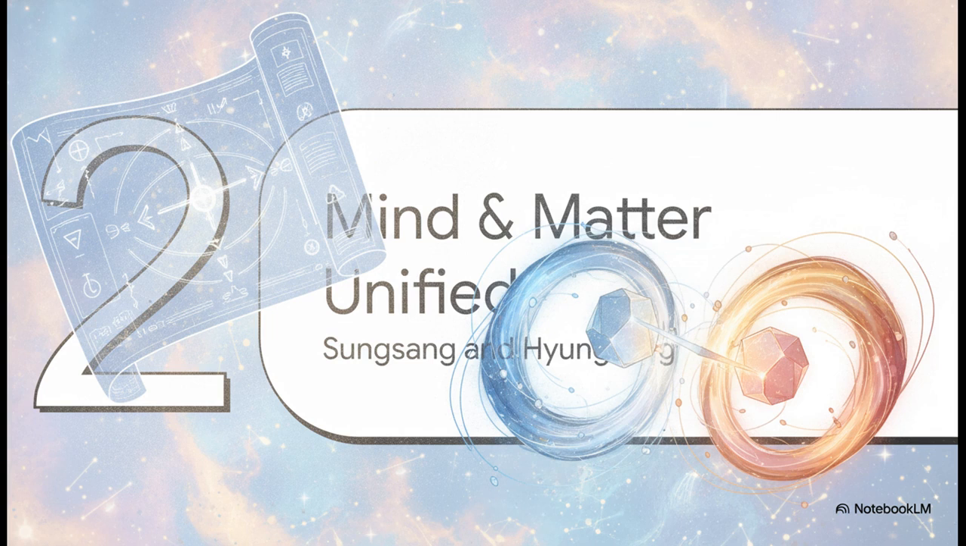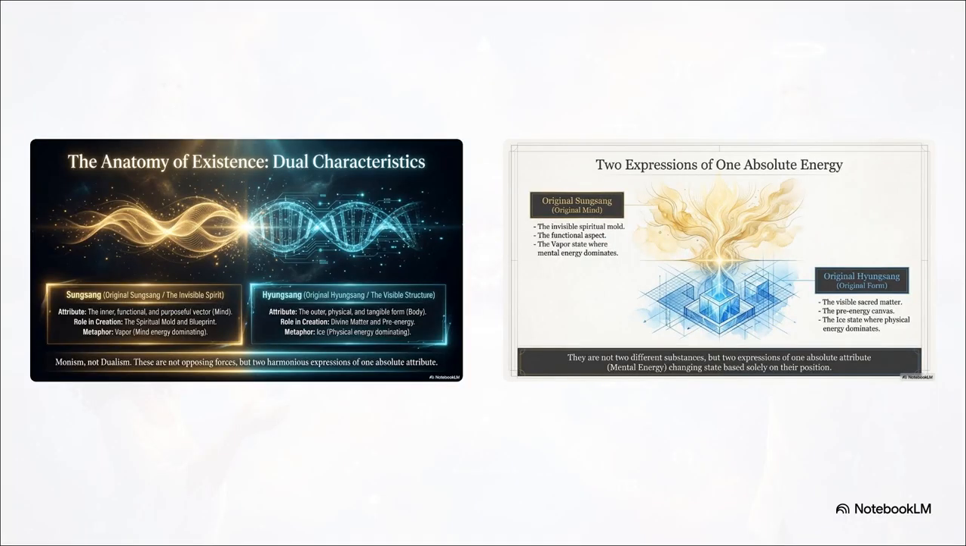Moving on to Section 2, let's look at how mind and matter are unified by decoding Seungsung and Hyungsung. Now, what's really interesting about this slide is how the sources break down the anatomy of existence. Mind and body, they aren't opposing forces locked in some dualistic battle. They are actually two harmonious expressions of one absolute attribute. On the left, we have Seungsung, the invisible spirit and mind, which the text compares to vapor. And on the right is Hyungsung, the physical structure, which is compared to ice. It's the exact same fundamental energy, just existing in changing states.